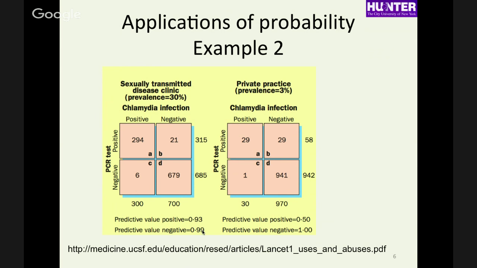I like to hear these in other people's words because I get stuck in my own ways of explaining them, but yes. Could you speak up a little? Sorry. So maybe because there's so little chance of actually having chlamydia. Mm-hmm. Because there's so little chance of actually having chlamydia. So there's often going to be mistakes because you're applying it to so many people who don't have the disease. I think that's a pretty good explanation.